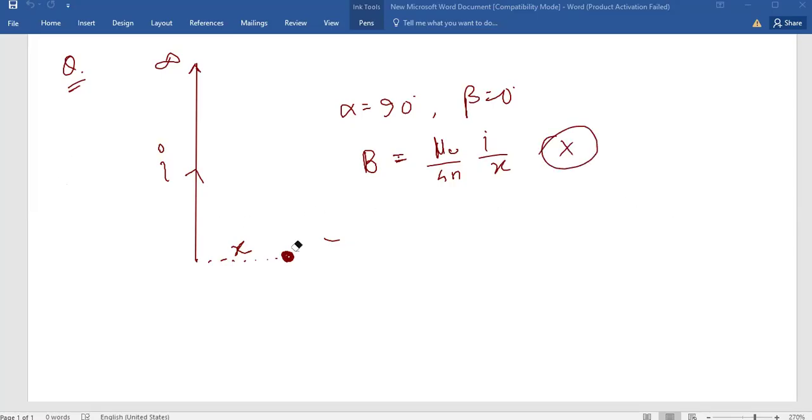Okay. What if the same point of observation we take at some distance here such that this angle is making 60 degree? Can you find out now? So this is making 60 degree and this is x. Find out the magnetic field at this point.